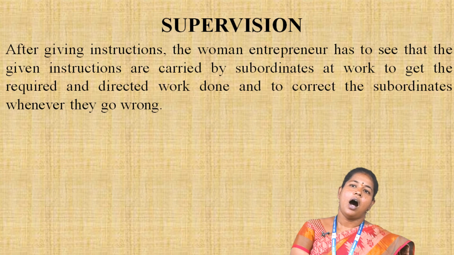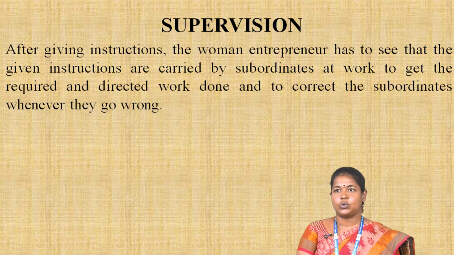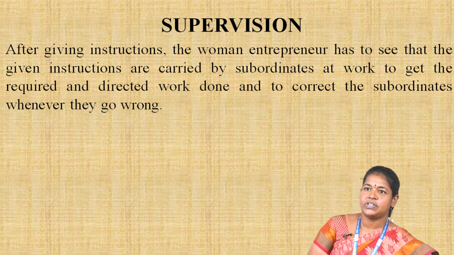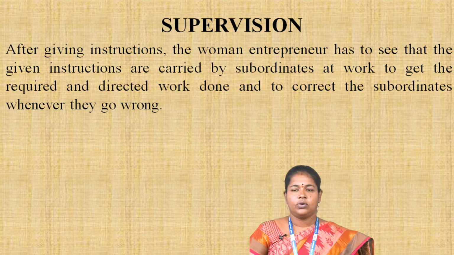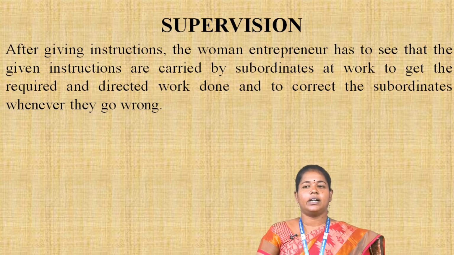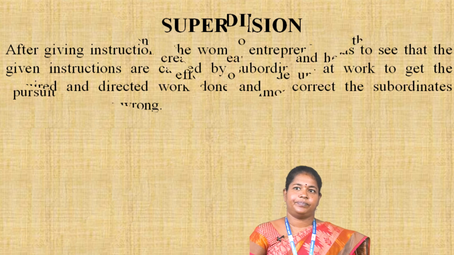Supervision. After giving instructions, the women entrepreneur has to see that the given instructions are carried out by subordinates at work to get the required and directed work done, and to correct the subordinates whenever they go wrong.